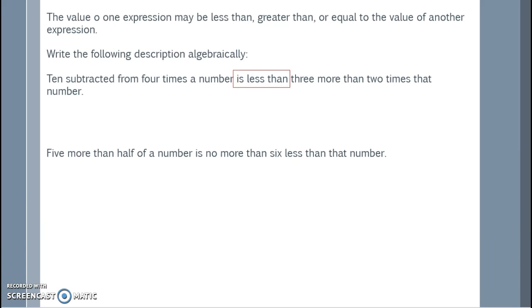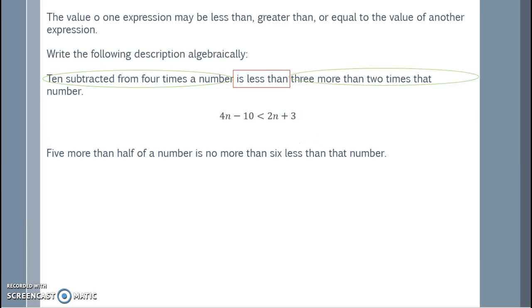So this first one is less than. So we have 2 pieces that it's less than. 10 subtracted from 4 times a number is less than 3 more than 2 times that number. So we're going to let n equal that number. So we can, on the left-hand side of our is less than symbol, write 10 is subtracted from, so something minus 10, and that something is 4 times a number, 4n. On the right-hand side then, 3 more than, so plus 3, 2 times that same number, 2n plus 3.